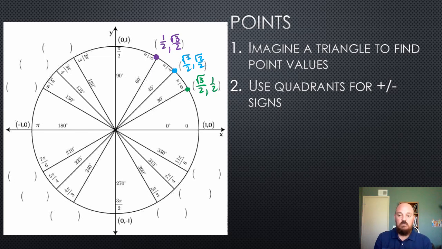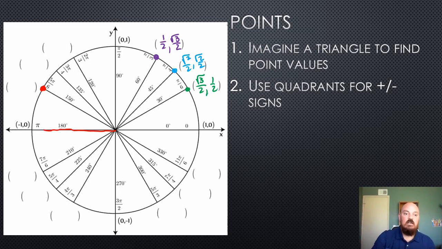Remember, we're just plotting points. This is X and Y. If I go up, Y is positive, down Y is negative. If I go to the right, X is positive, to the left, X is negative. So let's say I wanted to find this point right here. I'm not going to do the whole unit circle, but let's say I just wanted to find this point right here.